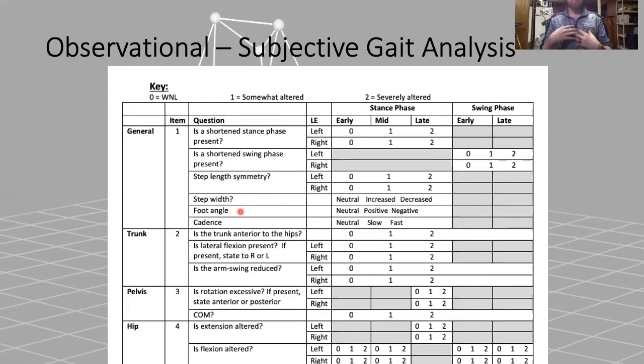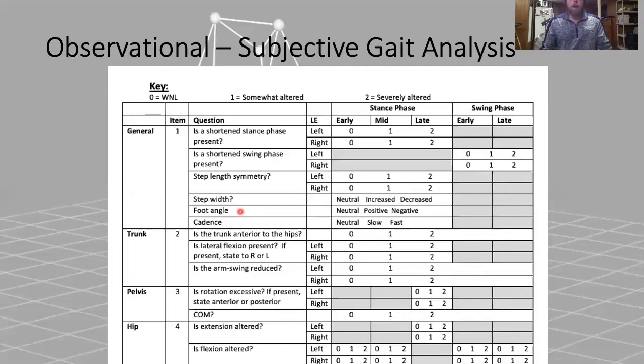Is their trunk, what's the position of someone's trunk? Are they really leaning over? Are they really leaning back? What about their pelvis and their hip and their knee placement? And you would go through and you would watch someone. In a lot of clinics and labs, if they're using observational gait analysis, they will videotape someone at the bare minimum so the clinician can watch and rewatch and score their gait just by using their eyes.